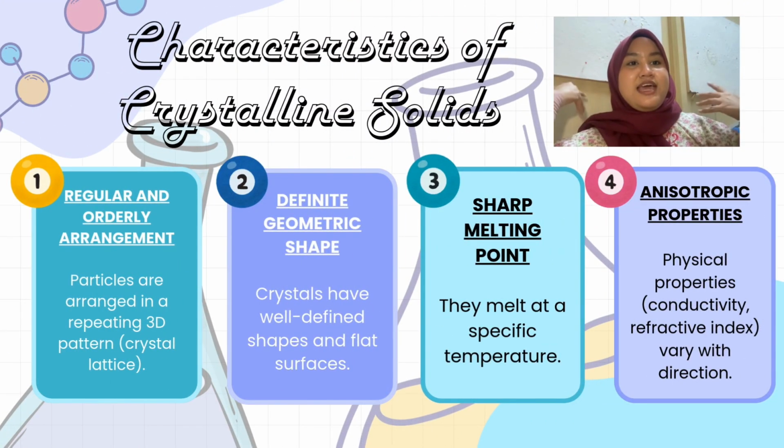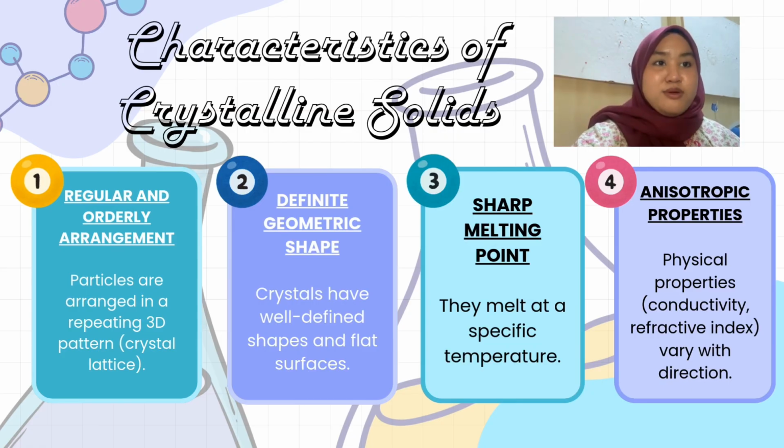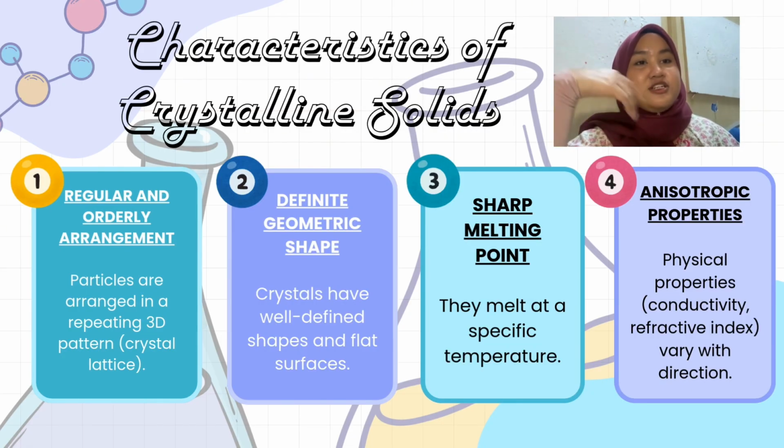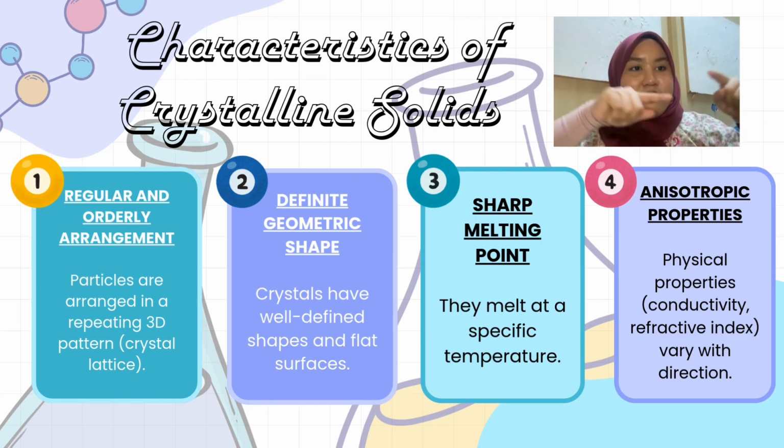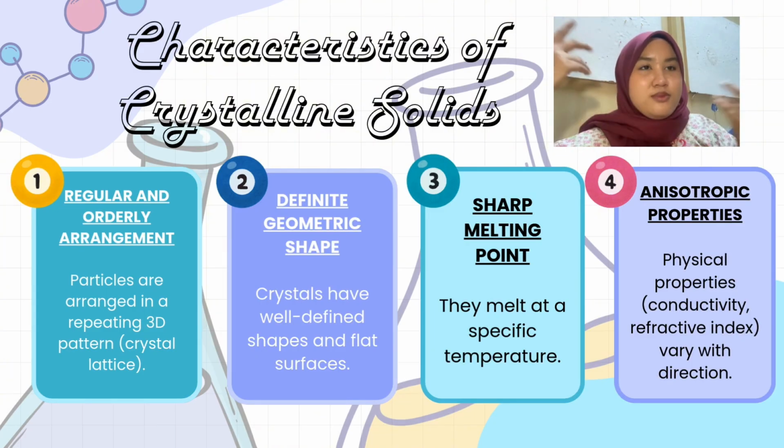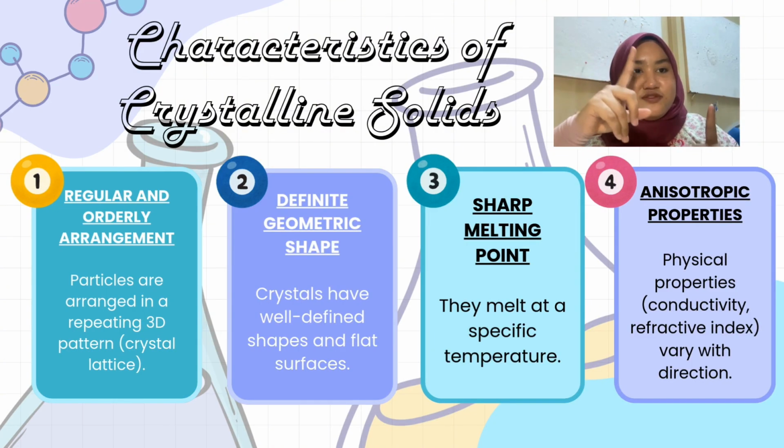Now, we will be looking at the fascinating world of crystalline solids, the materials that form the bones of our technology, from silicon chips to diamond drills. First, their defining feature is a regular and orderly arrangement. Imagine a perfectly stacked army of atoms, repeating its pattern in every direction to form a 3D grid called a crystal lattice. This isn't just for show. This extreme order dictates everything else about the crystal.